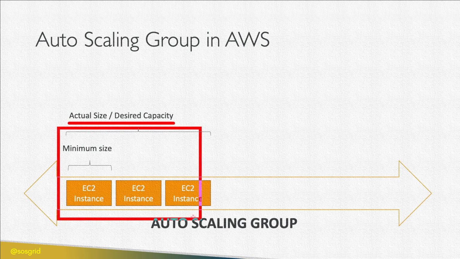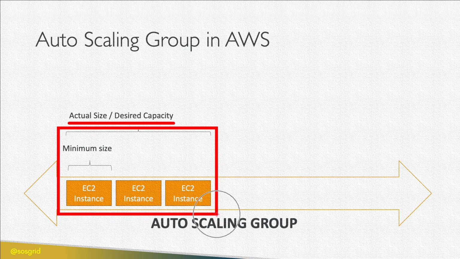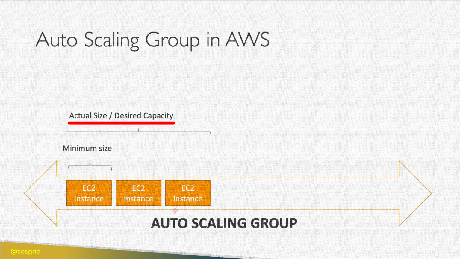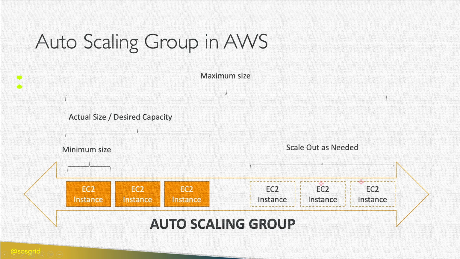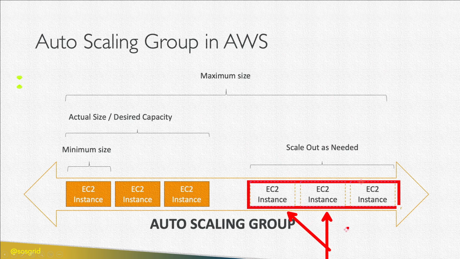Desired capacity is just the one you actually want, but the minimum can be 1 or 2 for you in your own case, depending on how you set it up. But the desired capacity that you want is what you select here. Then it can scale out, that is, it can create more EC2 instances if the traffic on your application or your website increases. It can actually scale out by creating more instances if needed.